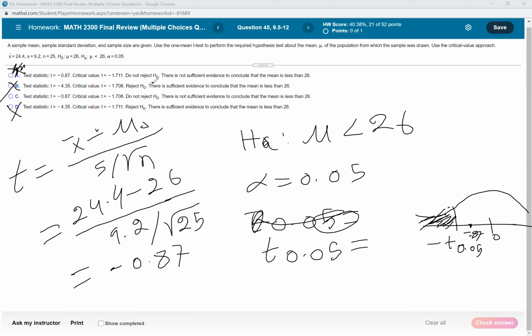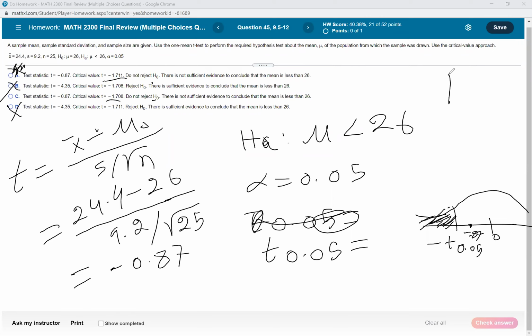We do not reject null. That's correct. And there is no sufficient evidence to conclude that the mean is less than 26. Yeah, so everything looks the same. The only difference is this one and this one, the critical value. That's when you have to find the critical value.